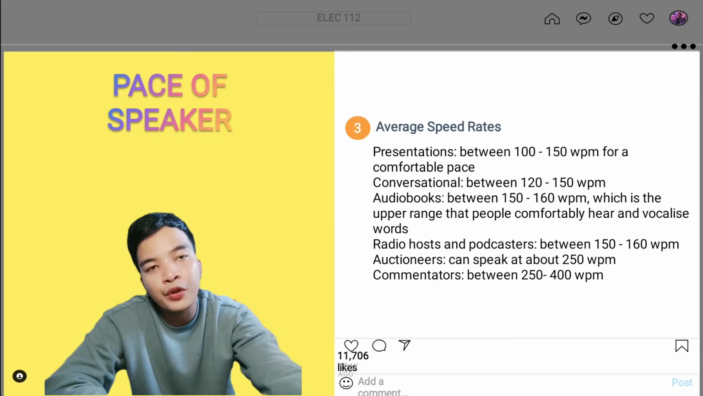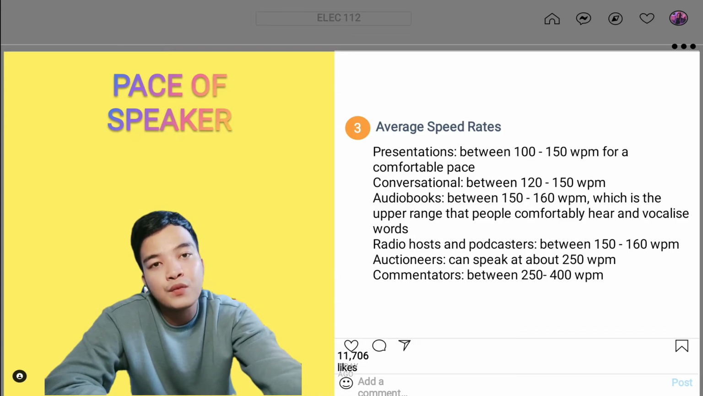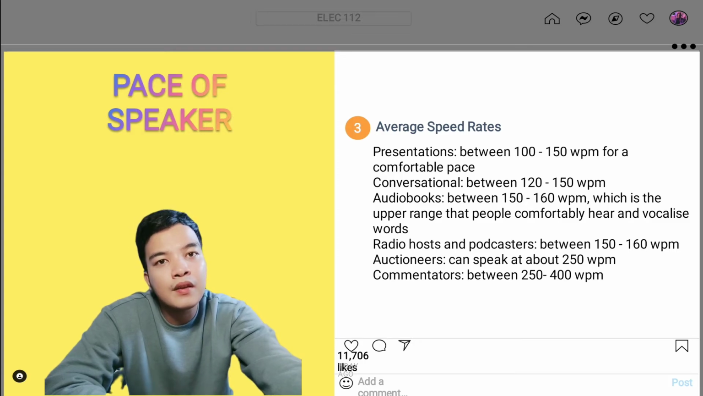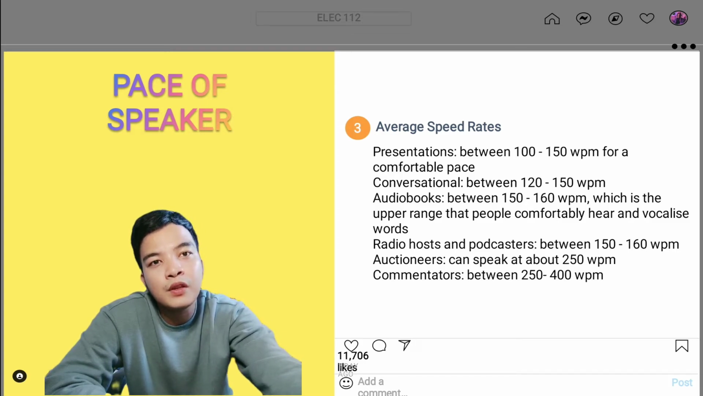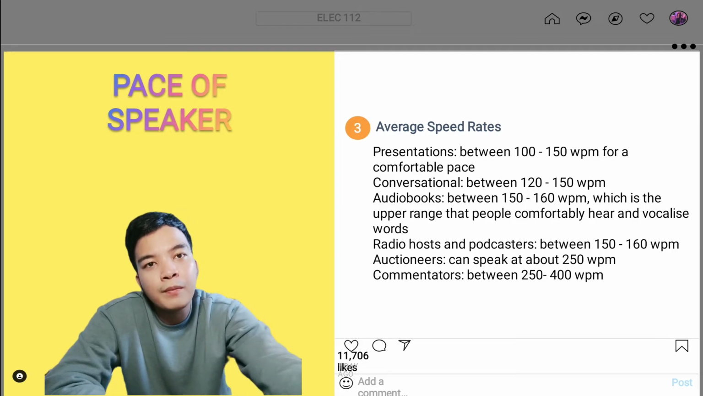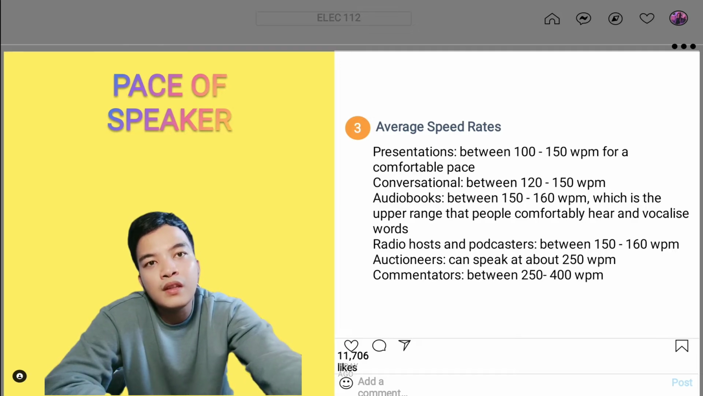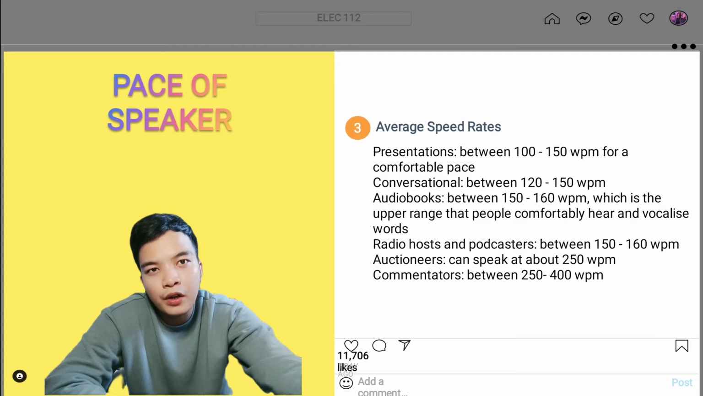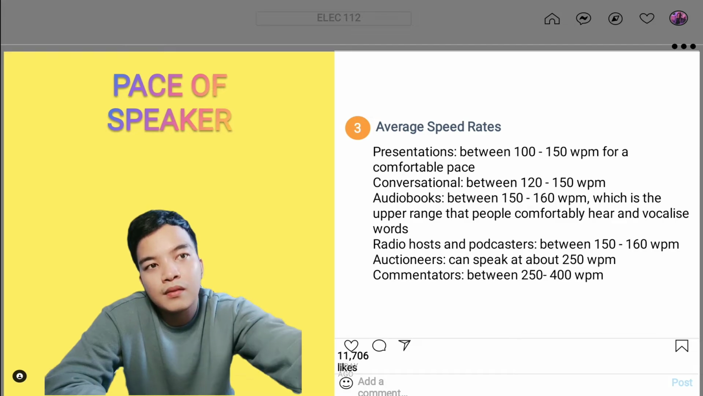So here are the average words per minute for different speaking scenarios. The first one is for presentations. It's between 100 to 150 words per minute. For comfortable-paced conversation, it's between 120 to 150 words per minute. For audiobooks, it's between 150 to 160 words per minute, which is the upper range that people can comfortably hear and vocalize words. Radio hosts and podcasters are between 150 to 160 words per minute. Auctioneers can speak about 250 words per minute, and commentators between 250 to 400 words per minute.